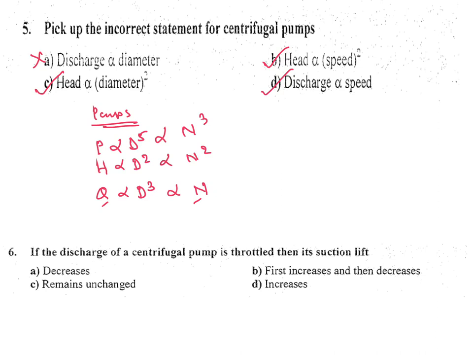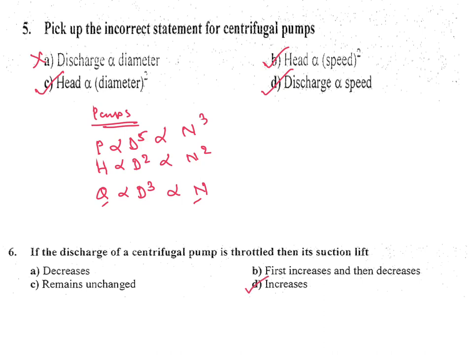Next, if the discharge of a centrifugal pump is throttled, then its suction lift: A, decreases; B, first increases and then decreases; C, remains unchanged; D, increases. It will increase. If the discharge of a centrifugal pump is throttled, then its suction lift will increase. D is our answer.